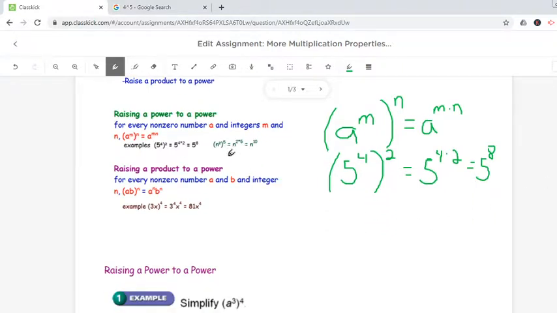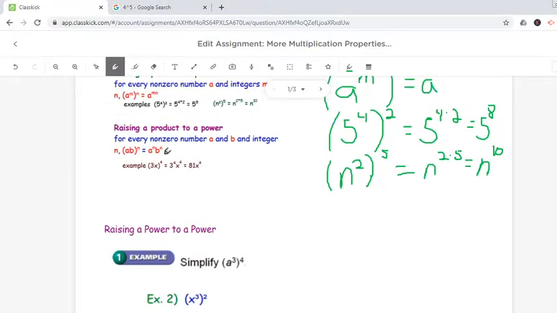And we can do another example. So do n squared to the 5th. So the exponent or power is outside of the parentheses. So we multiply 2 times 5. That equals n to the 10th. Okay.